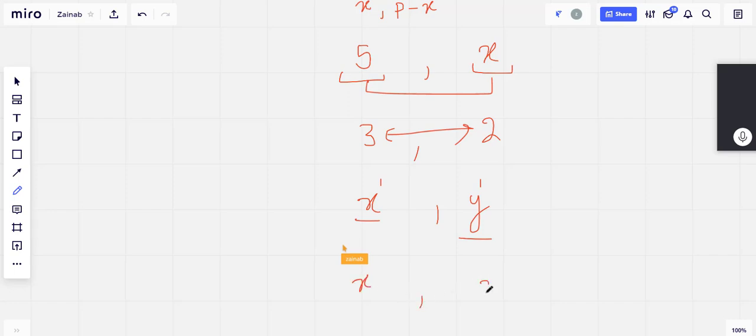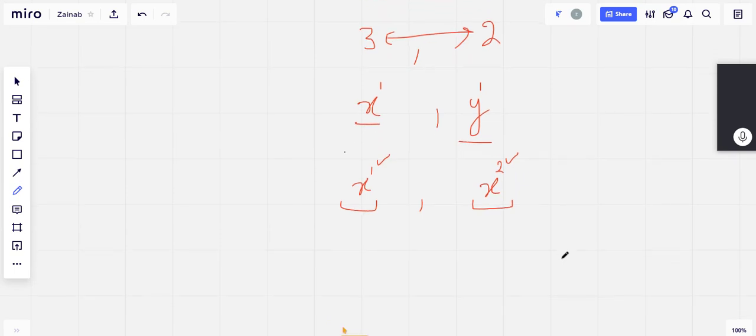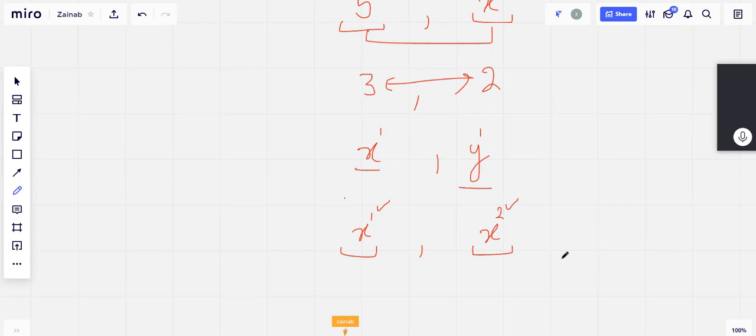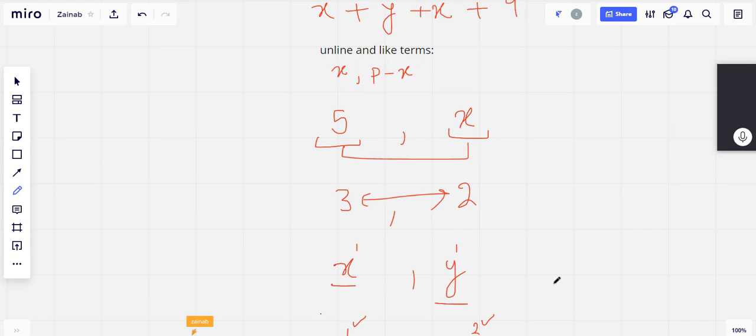Like one is x, the other one is also x, but this one has power 1 and this one has the power 2. So now variables are the same, like the letters are the same, x and x, but they got different powers, 1 and 2. So they are both like terms, right? No. That's right. So you are active, that's good. Yeah, they are unlike terms because powers are different. So that's how we differentiate between like and unlike terms.